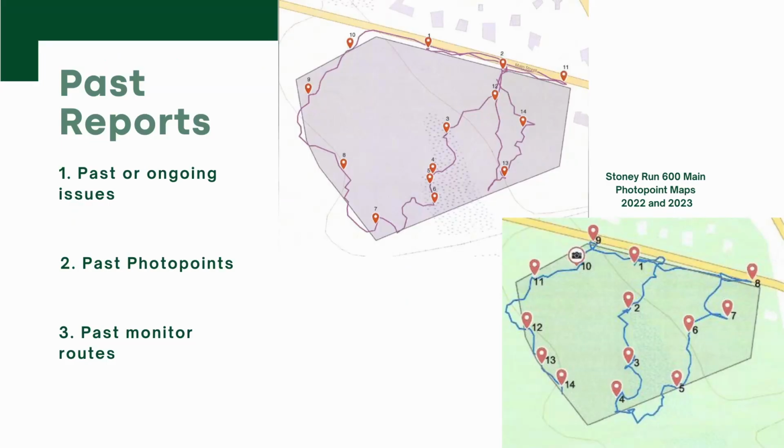Past reports will also contain a photo point map. These will show the past routes and photo points monitors have taken during the previous visits. Keeping consistent photo points through the years will show how a property develops over time and creates a valuable photo record. Here is an example of a well-made photo point map of the past 2 monitoring visits at Stony Run 600 Main Street, showing consistent photo points and the route the monitor has taken to monitor the property.